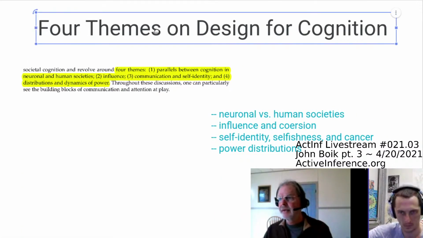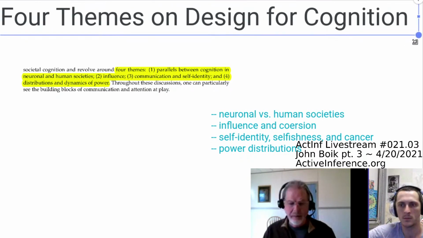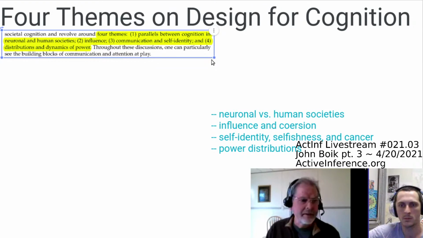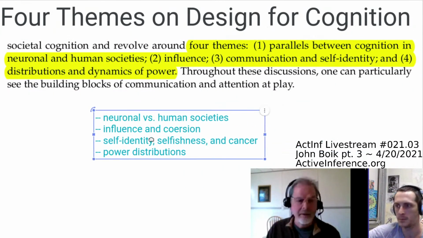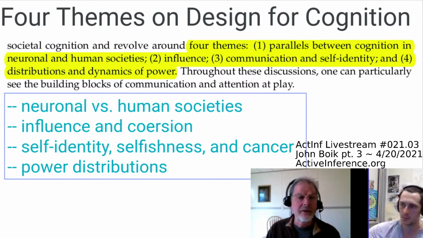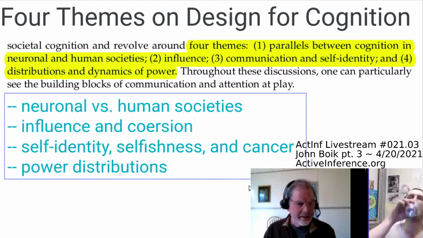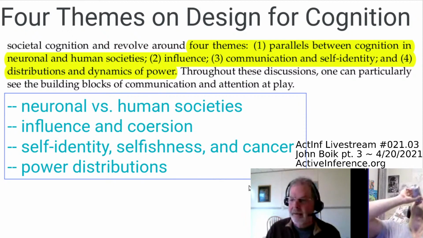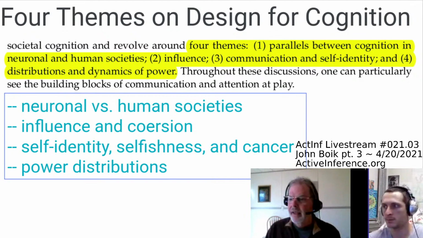Next slide. Okay, in this slide, I'm just listing the next 4 things we're going to talk about. And if we get to it, that will be the end of our discussions today. Those are neuronal versus human societies. What are the similarities? What can we learn from neuronal societies that might help us when we're thinking about design? All of these 4 points are related in some way to the design of new societal systems. Influence: how do we influence each other, and particularly what is the role of coercion in influence?